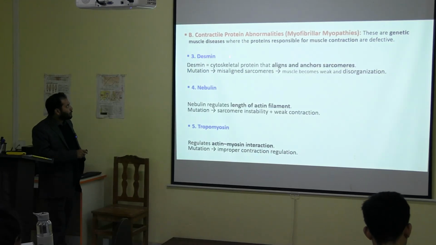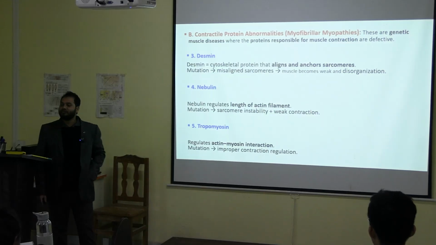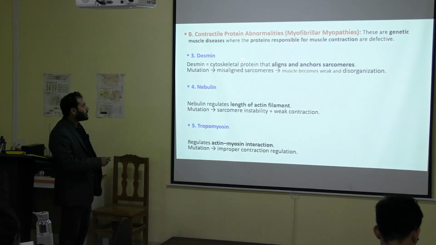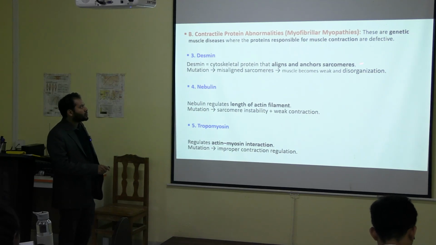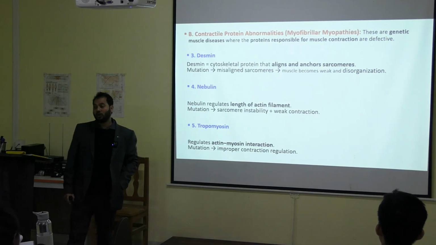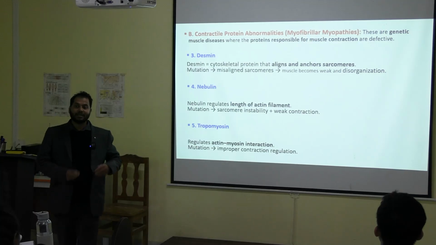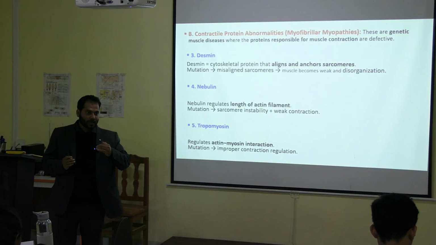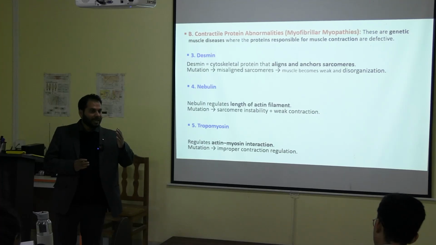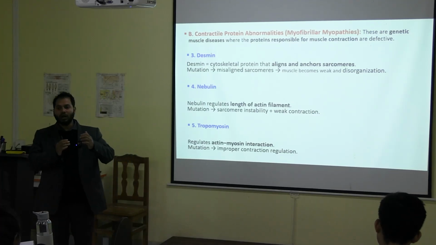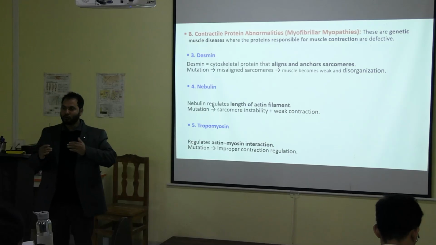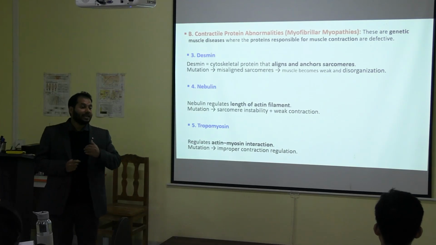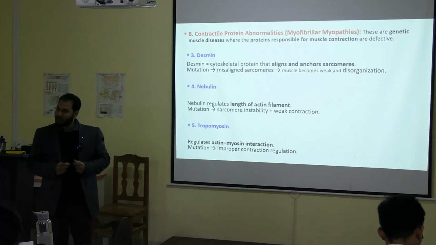Now another important protein is desmin. So what is the feature of desmin? See, desmin is a cytoskeletal protein that aligns and encodes sarcomeres. We have already seen that in skeletal muscles there is a specific arrangement of sarcomeres. In a sarcomere, actin and myosin are alternately arranged, and due to this alternate arrangement of actin and myosin proteins, it gives a striated pattern to skeletal muscle.